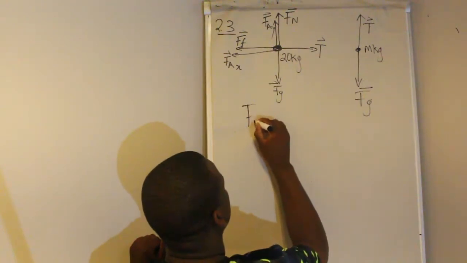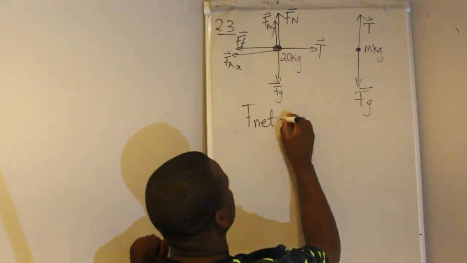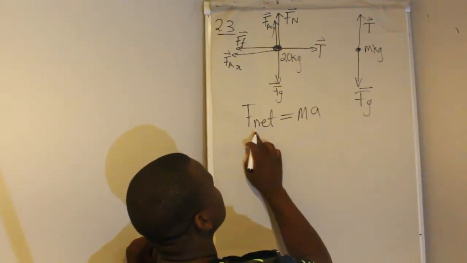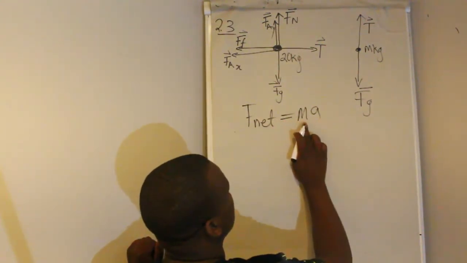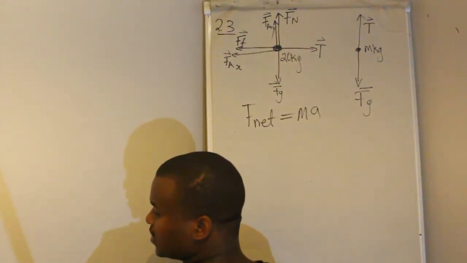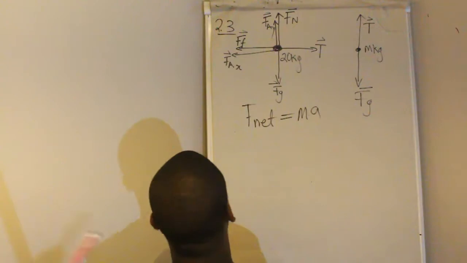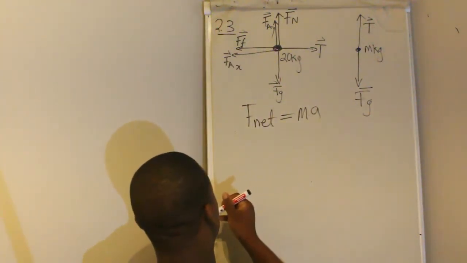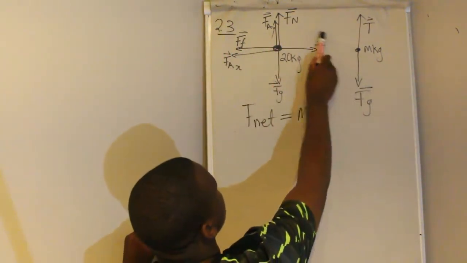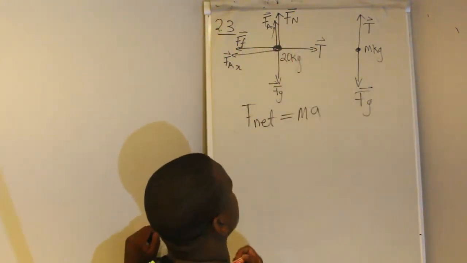F net is equal to MA. So F net is the sum of forces. It's equal to the product of mass and acceleration, which is Newton's second law by definition. So now, what we do here, we said that we're going to sum the forces that are parallel to the plane of motion, which are these three forces.